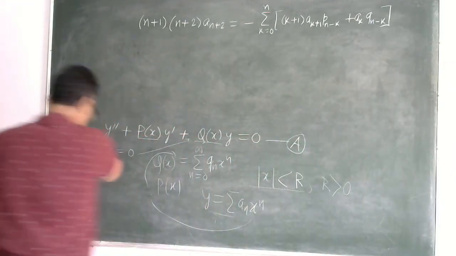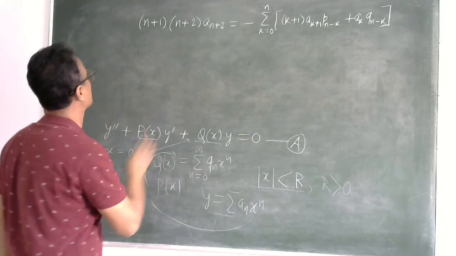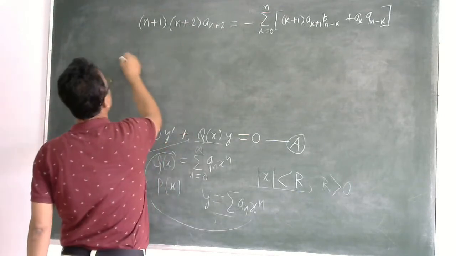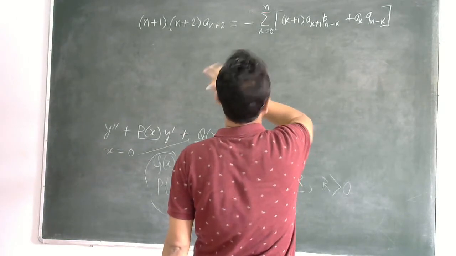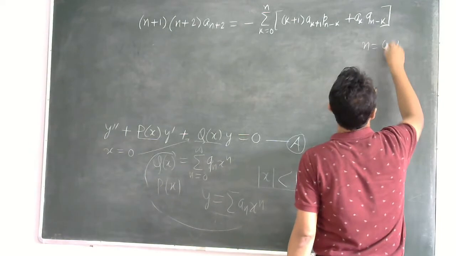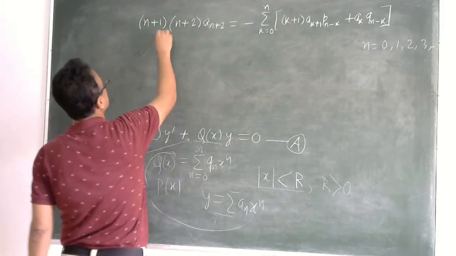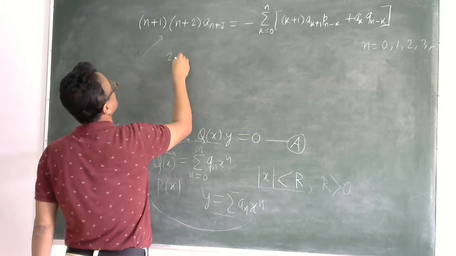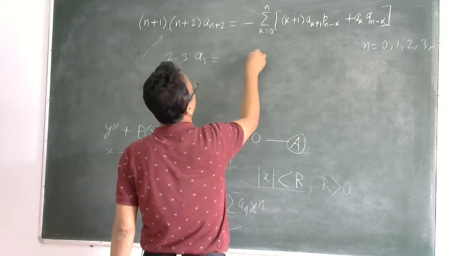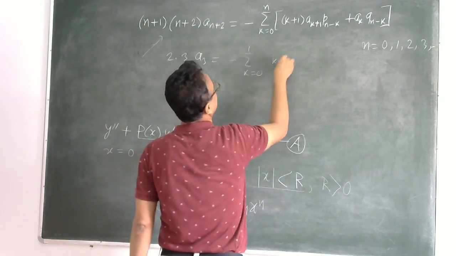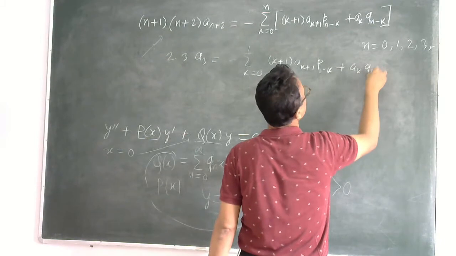Okay, so I have already started recording. Fine. So now, while working this relation out, I made one silly mistake. So this relation, if you recall, was valid for n equal to 0, 1, 2, 3, etc. So now, when n equal to 1, this is going to reduce to 2 into 3 into a3, right? And this part is going to reduce to the sum for k equal to 0 to 1, of (k+1) a_(k+1) p_(1-k) plus a_k q_(1-k), okay?